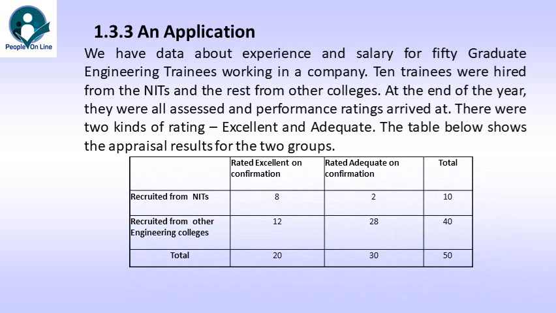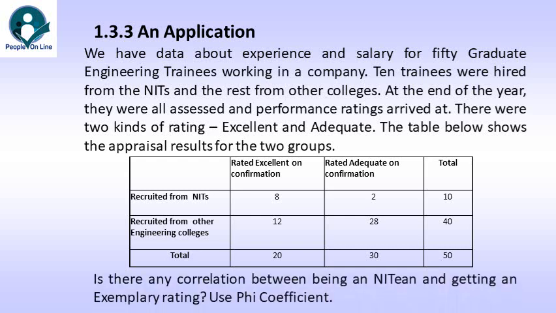So we could see here that out of the 10 people recruited from NITs, 8 got an excellent rating, whereas of the 40 people who got hired from other engineering colleges, 12 got an excellent rating. So from this distribution, can we conclude whether there is a correlation between being an NITian and getting an exemplary rating? And can phi coefficient help us to measure this correlation?